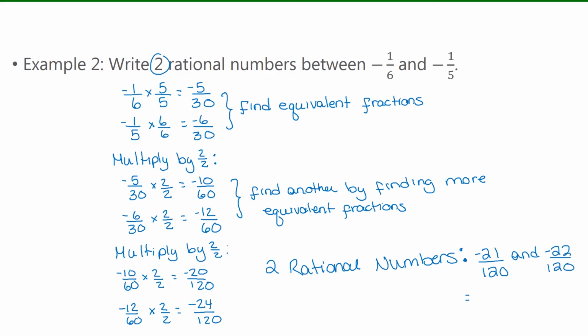Now, each of these fractions can be simplified. The first fraction can be divided by 3 to give us -7/40. And the second fraction can be divided by 2. So that's -11/60.